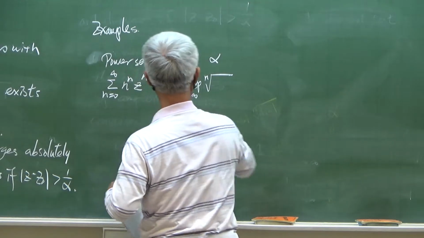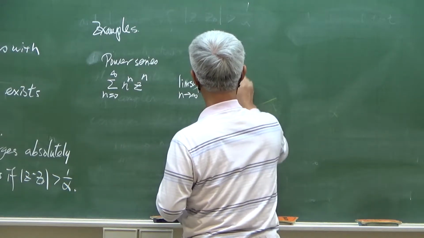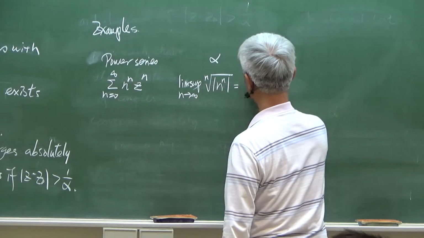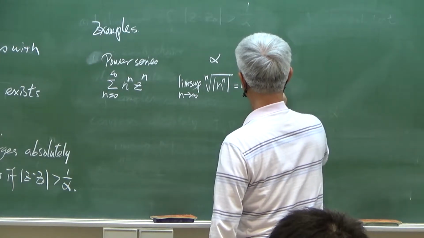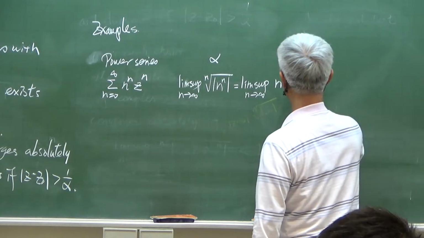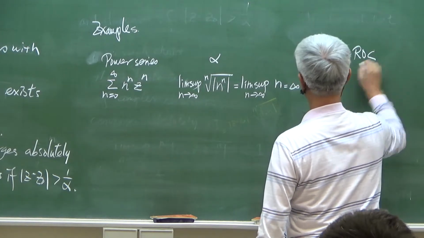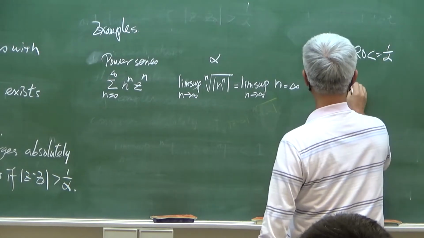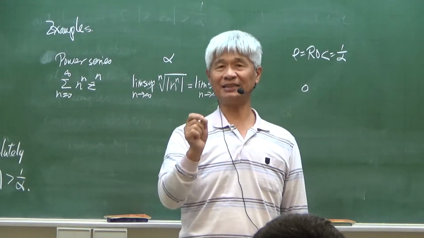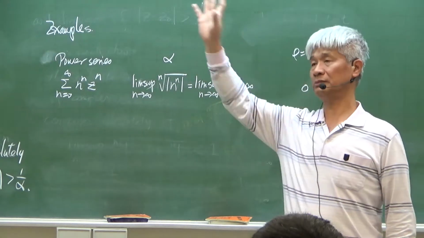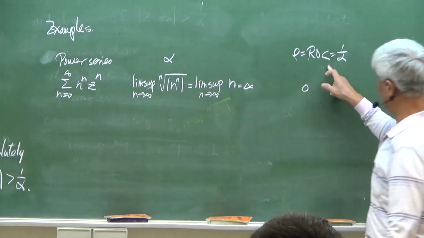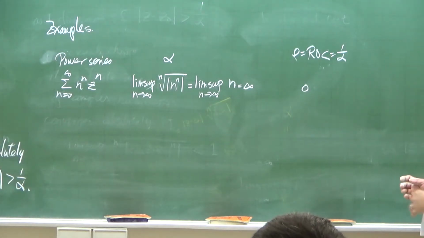n to the nth power. So it's n to the nth power. Okay, lim sup. Now the lim sup is equal to lim sup, and this is just n. Okay, so when n goes to infinity, this is infinity. So rho is equal to 1 over alpha, which becomes 0. So that means that this power series converges just at the center at 0, and diverges at any other point. And the ROC, the radius of convergence, is equal to 0.